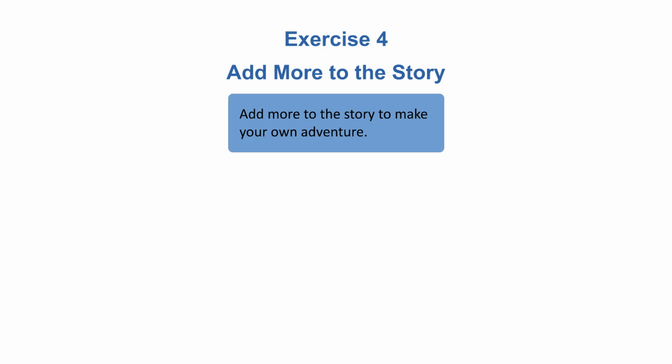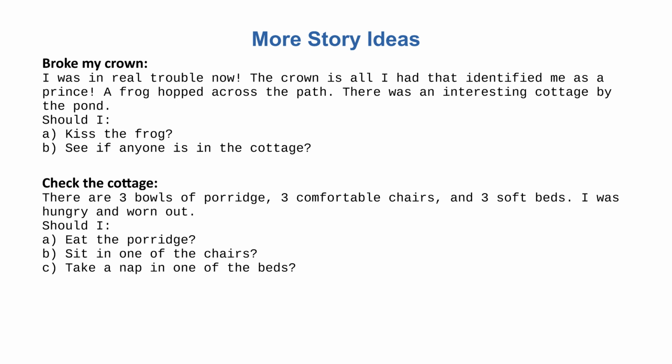Here are some ideas for further adventure. Broke my crown. The crown was all I had that identified me as a prince. A frog crossed my path, and there's a cottage by a pond. Should I kiss the frog or see if anyone is in the cottage? Check the cottage. In the cottage are 3 bowls of porridge, 3 chairs, and 3 beds. Should I eat the porridge, sit on a chair, or take a nap in the bed?